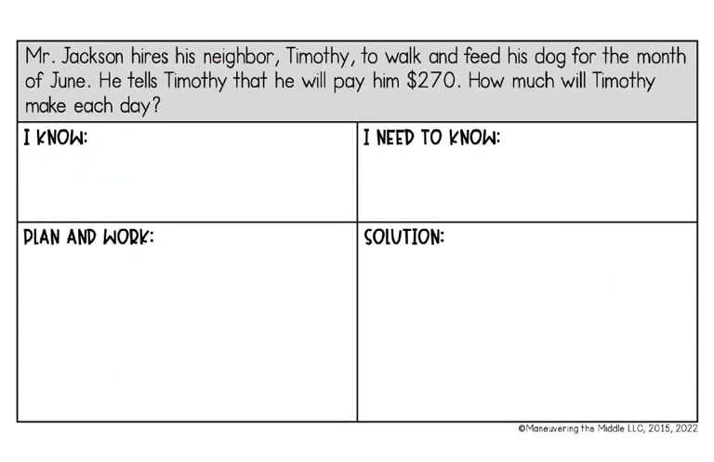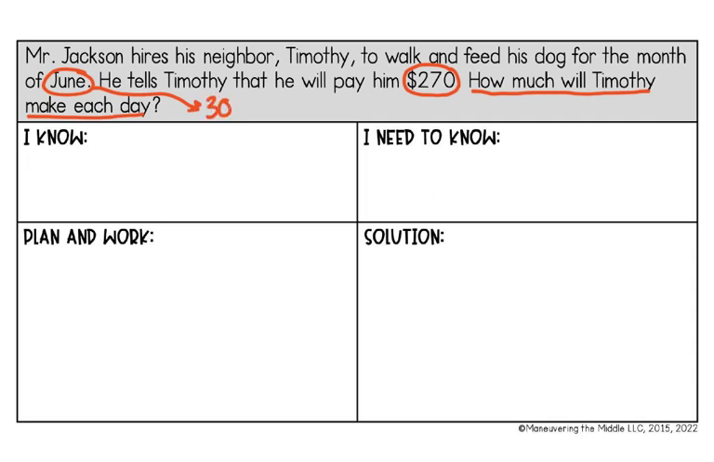All right, last question. Mr. Jackson hires his neighbor, Timothy, to walk and feed his dog for the month of June. He tells Timothy that he will pay him $270. How much will Timothy make each day? So the first thing we're going to look for is our question. So we need to find out how much will Timothy make each day. And our numbers we know in the total month he's going to make 270, and it is the entire month of June. And for those of you who don't know, June actually has 30 days.